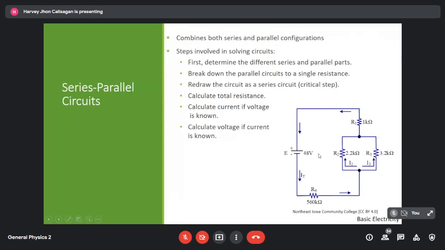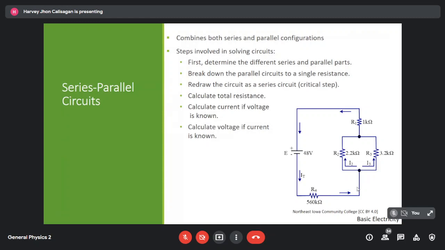The next step that you will do is you have to break down the parallel circuits to a single resistance. So how do we break down those parallel circuits into a single resistance? You need to solve first for R2 and R3. You have to get the total resistance of the two. Why do we get the total resistance of the two? So that it becomes a series circuit.